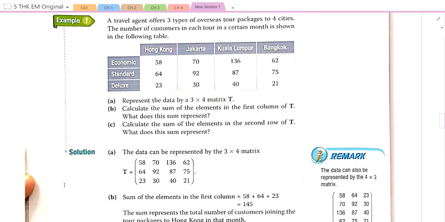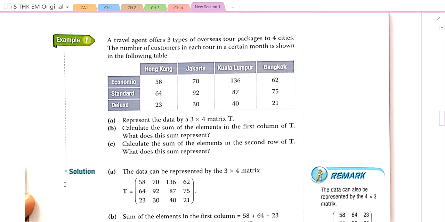Okay, so example. A travel agent offers 3 types of overseas tour packages to 4 cities, and the number of customers in each tour in a certain month is shown in the following table. These are the 3 types. You got a standard, economic, and deluxe. Which one do you think is more expensive? Deluxe. Which one is cheaper? Economic. Okay. And then there are 4 cities over here.